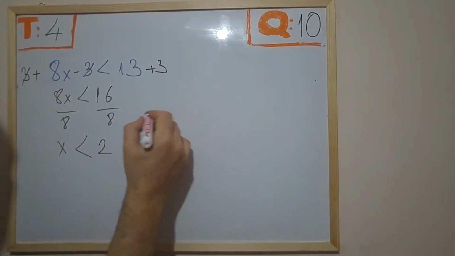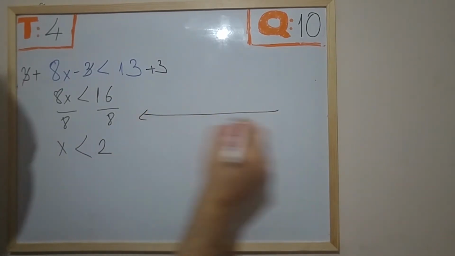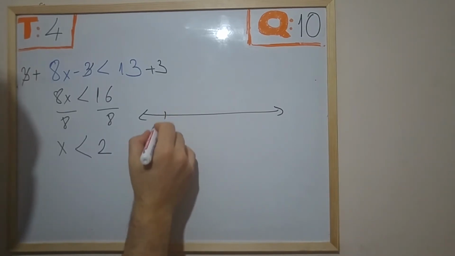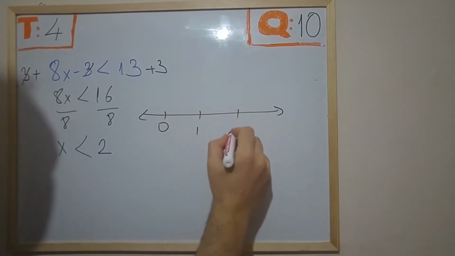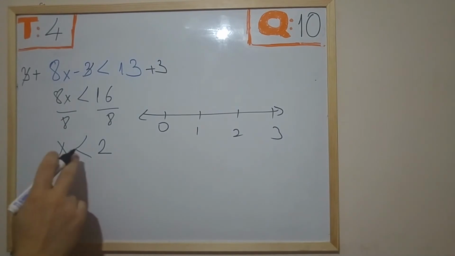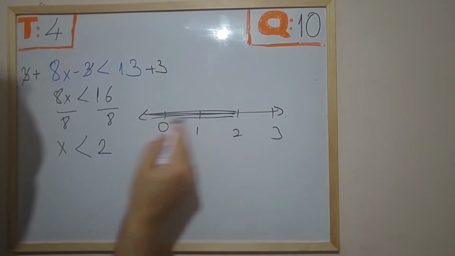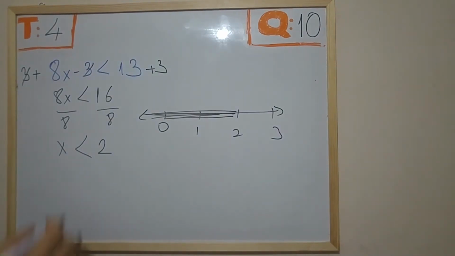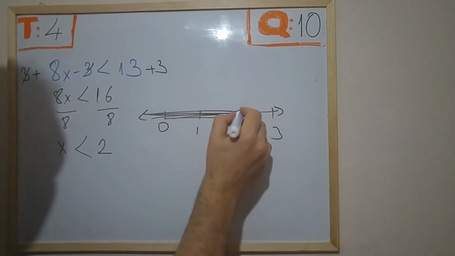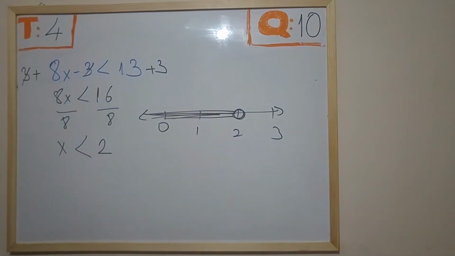My graph needs to show it clearly. Let's say this is 0, 1, 2, 3. So the area that I am looking for is here. X must be less than 2, but not equal to 2. Therefore, this point here is empty.